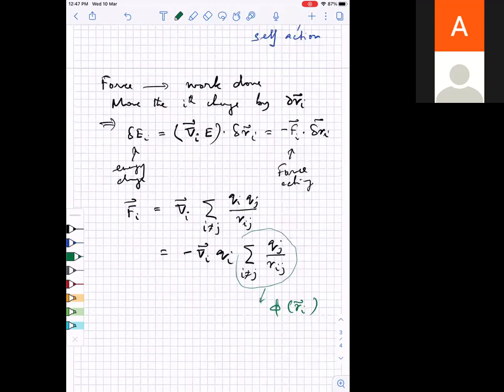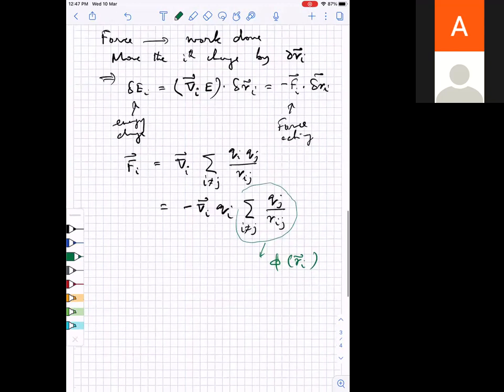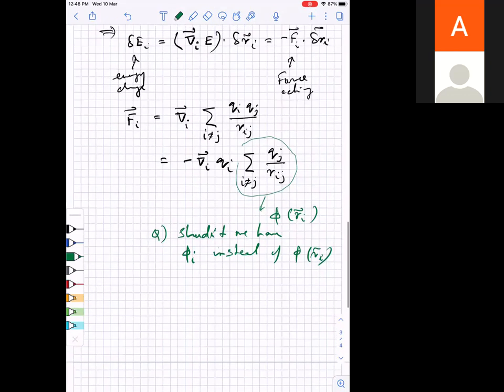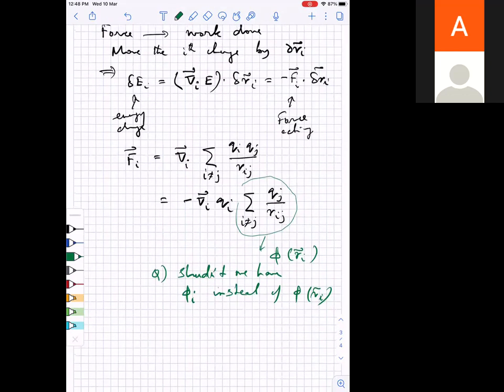So the question is, shouldn't we have phi i instead of phi of ri? One thing is, when we're done with it, I would like you to go through the steps slowly. If you have confusions, that will clear out when you go through the steps slowly.